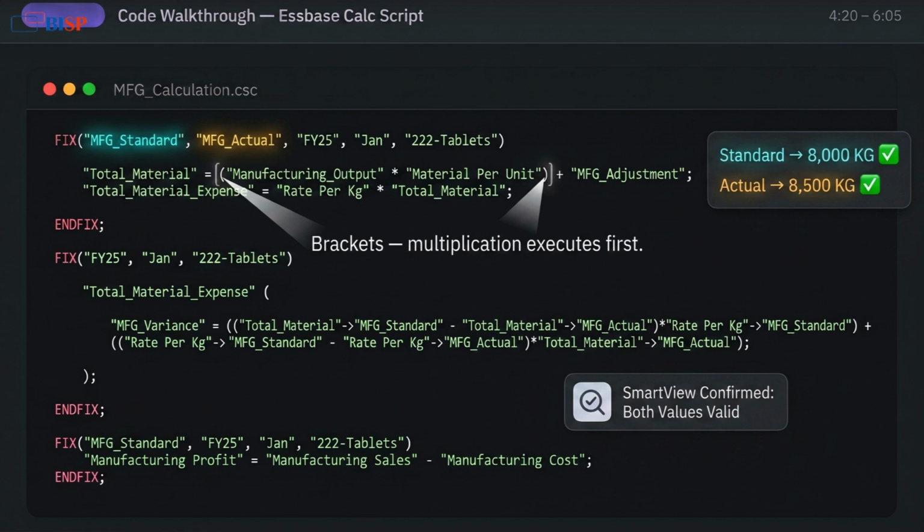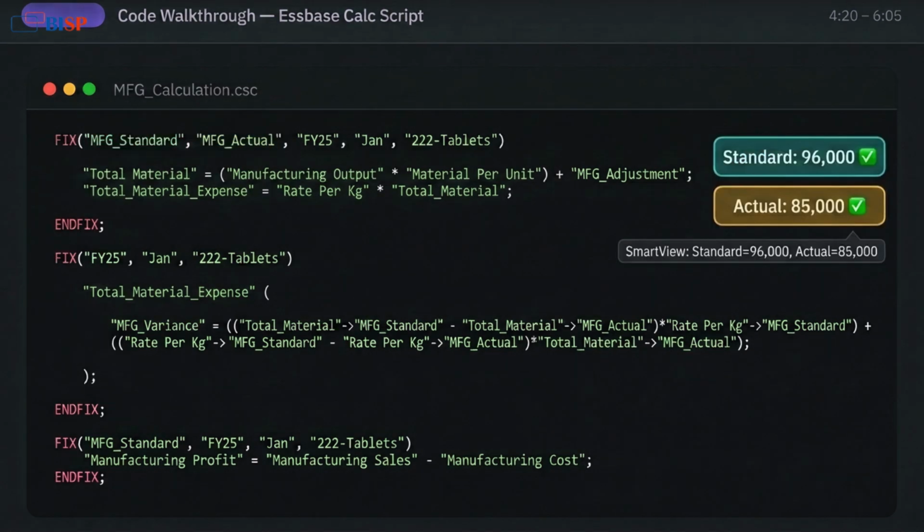Example, Pass 1, Fix, MFG standard and MFG actual listed together, FY25, Jan, 222-tablets. Both scenarios calculated in a single pass. Line 1, total material, output times material per unit plus adjustment. Brackets ensure multiplication first, then addition. Standard 8,000, actual 8,500. Line 2, total material expense equals rate per kg times total material. Standard becomes 12 into 8,000 equals 96,000 and actual is 10 into 8,500 equals 85,000.